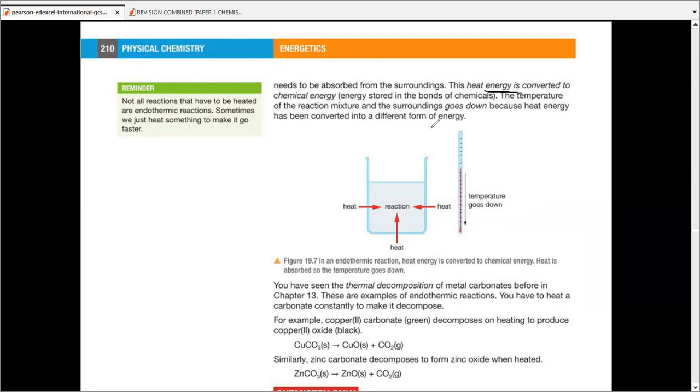So I was saying the heat energy was literally used to convert it into chemical energy, energy stored in the bonds of chemicals. That's how the reactants, even having less energy, were able to be converted into products.